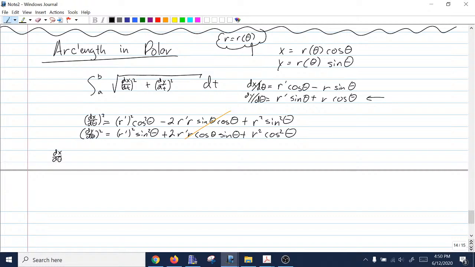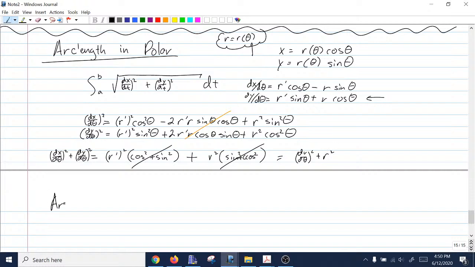dx/dθ squared plus dy/dθ squared: I get r prime squared cosine squared plus r prime squared sine squared, which gives cosine squared plus sine squared. That goes away. Plus I get r squared sine squared and r squared cosine squared. That goes away too. I get just (dr/dθ) squared plus r squared.